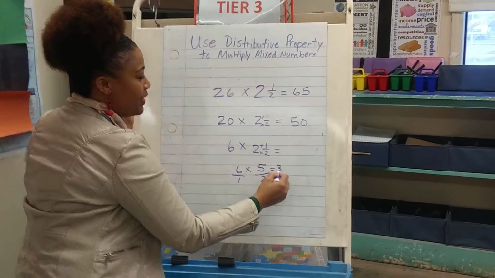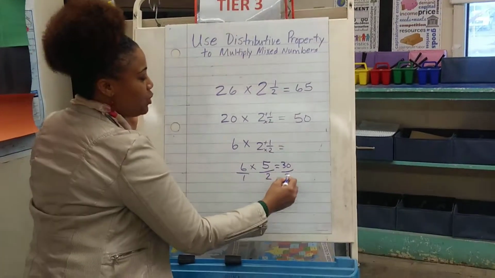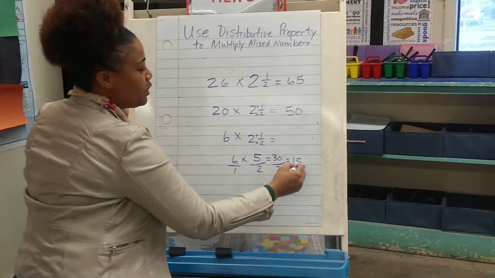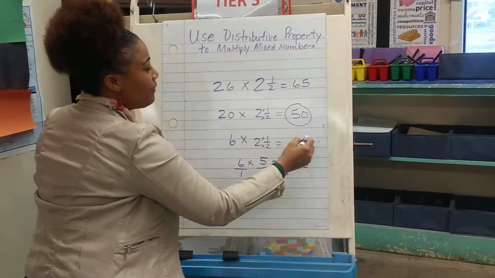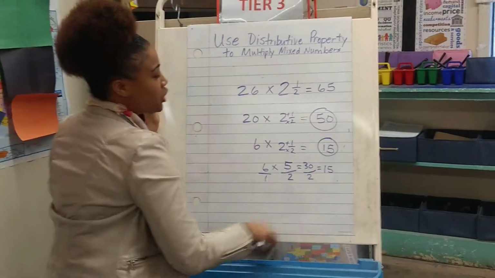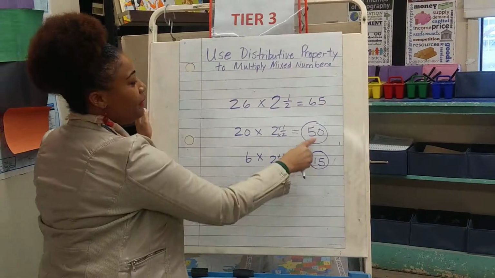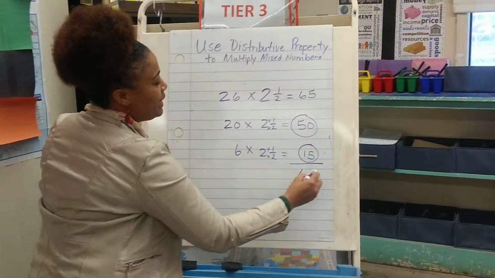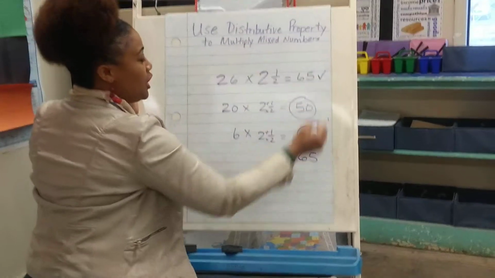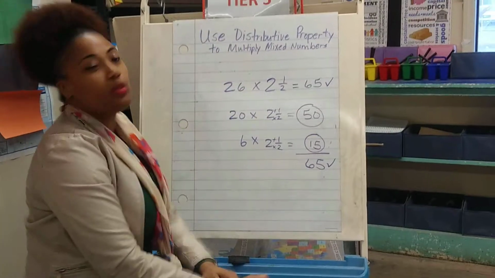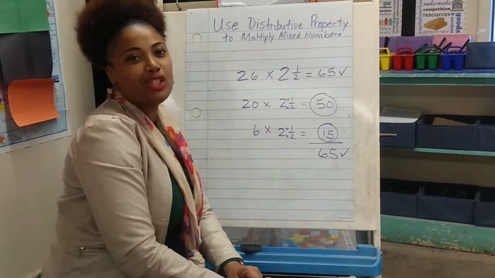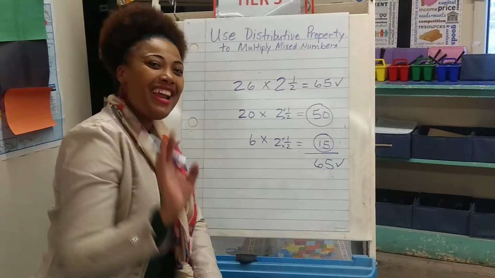6 times 5 is 30. 1 times 2 is 2. And 30 halves equals 15. And all we have to do is add our partial products. 50 plus 15 is 65. Notice, no matter which way or which factor we decompose, we still got the same answer, 65. All right, I hope that helps.